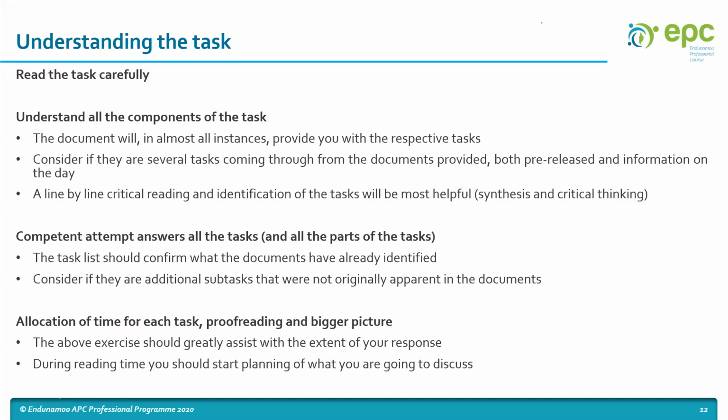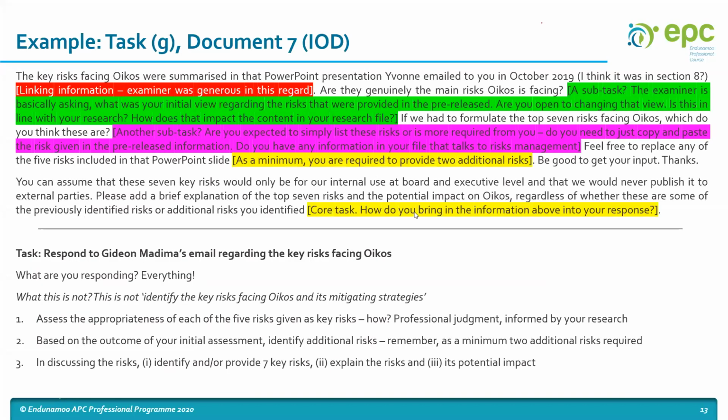And maybe before I jump to the questions, let me just show you with regards to Task G, document 7. So not sure whether you have it with you, but I think even if you have the slides, we can just work together on this. So there was obviously introduction, email headers, and so on, but the core was this. So hi, the key risks facing OKIOS were summarized in the PowerPoint presentation Yvonne emailed you in October 2019. I think it was section 8.